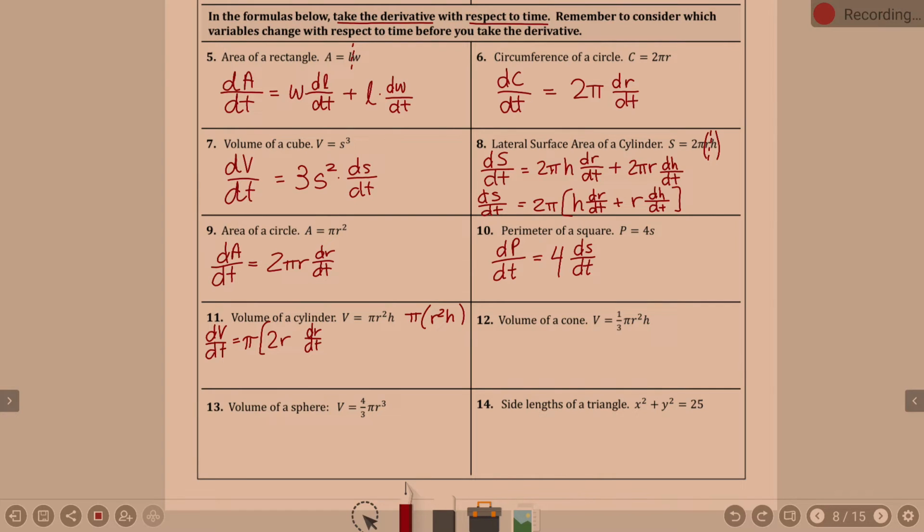Derivative of r squared is 2r times the derivative of r, which is dr/dt, times h, because we have to keep the h. Plus, this time we're going to keep r squared. The derivative of h is 1 dh/dt.